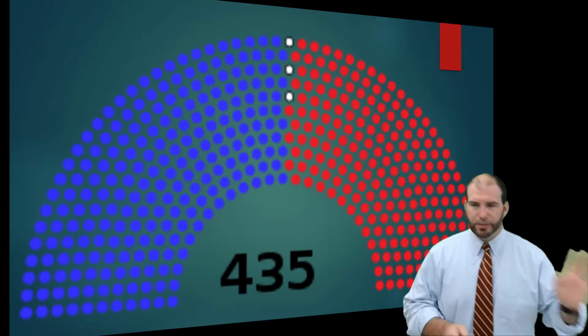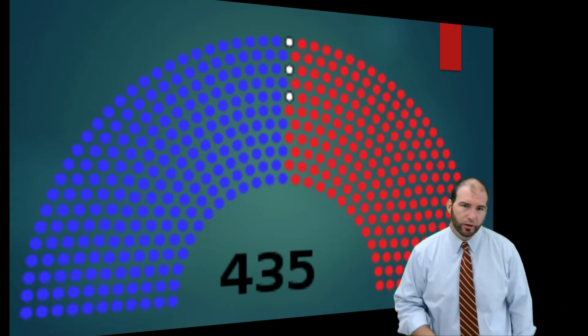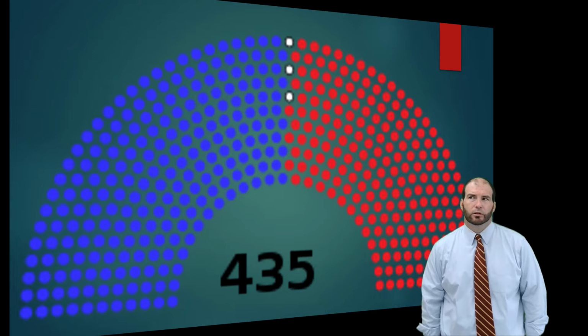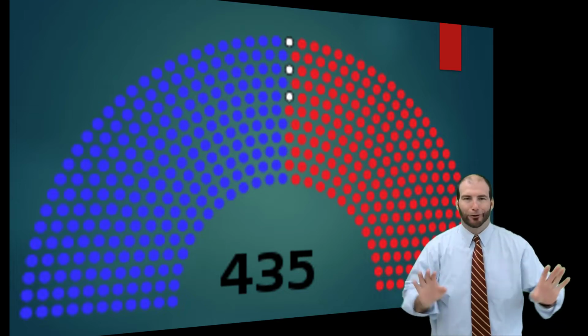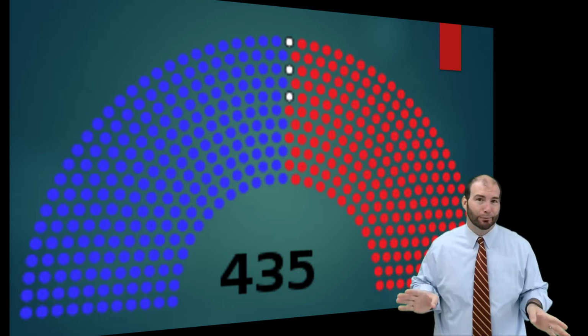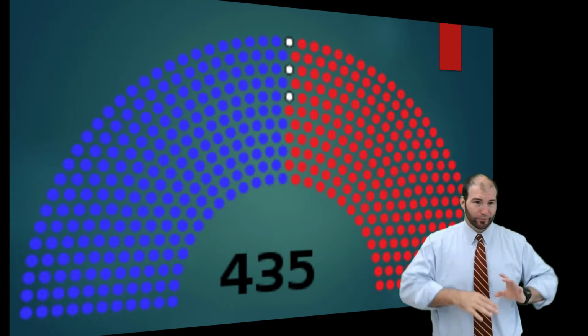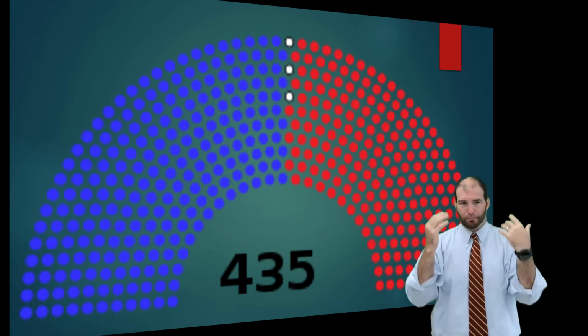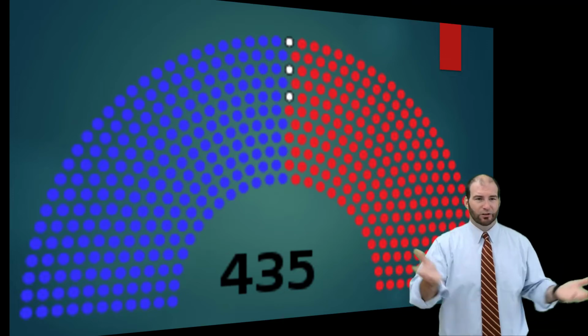So let's talk about specifically the House of Representatives and how they're elected. So we're going to hold off on the Senate. The precursor here, spoiler alert, the Senate is a whole lot simpler than the House of Representatives. So the House of Representatives has 435 representatives. All right, here's a map.